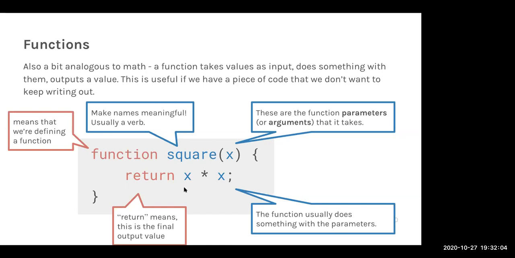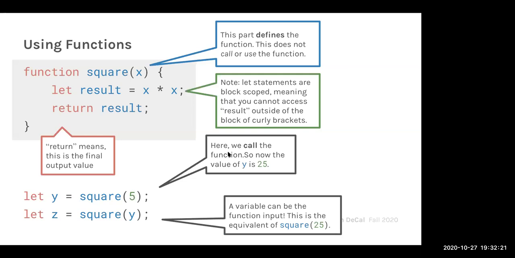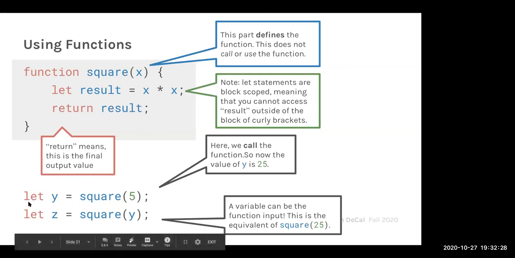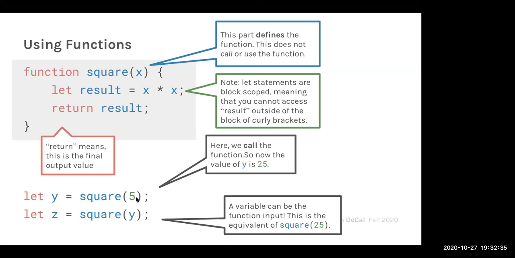Return basically means that it's the final output value, which means that when you pass any number into square as the parameter x, you would get back x squared. When we want to call the function itself, if we want to save the actual result, we can initialize a variable, for example, y here, and then pass in 5 to the square function.